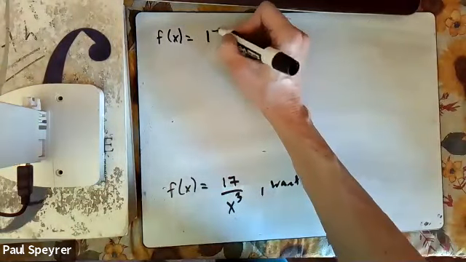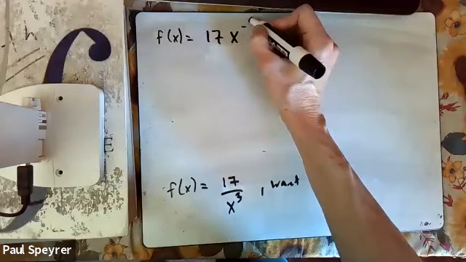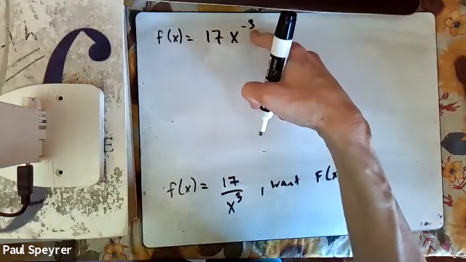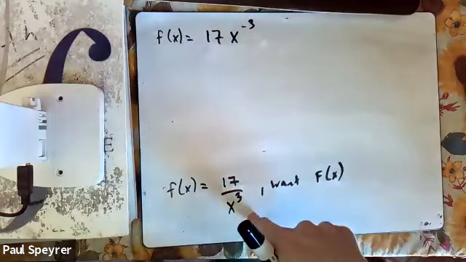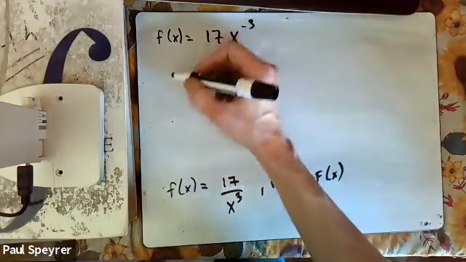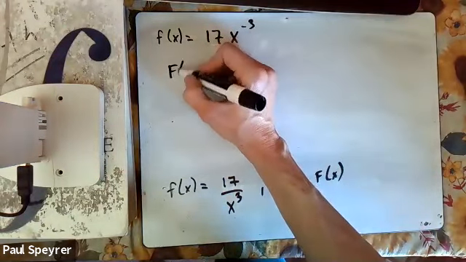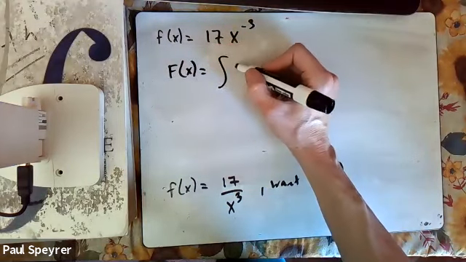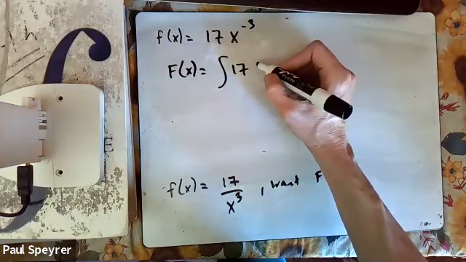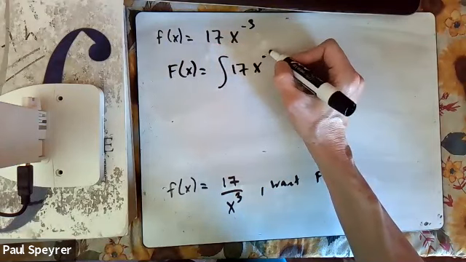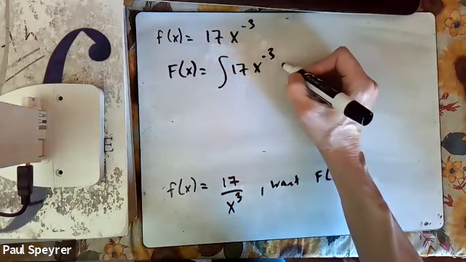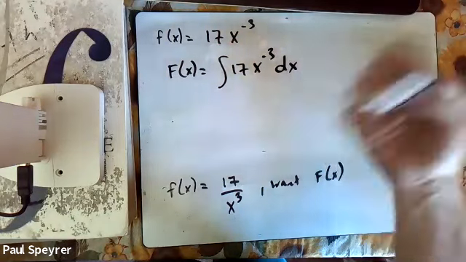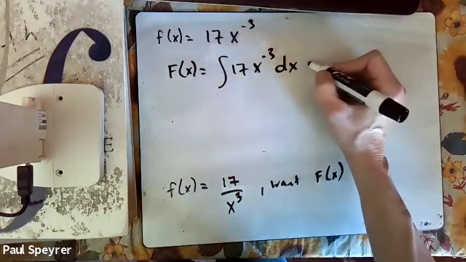How do we do that? We can make the exponent negative, right? Remember, if I make the exponent negative, that's the same thing as flipping it and making it positive. So now that we have it in this form, we can say we're just trying to find the integral of 17x to the negative 3 dx. So now let's go out there and do the power rule.